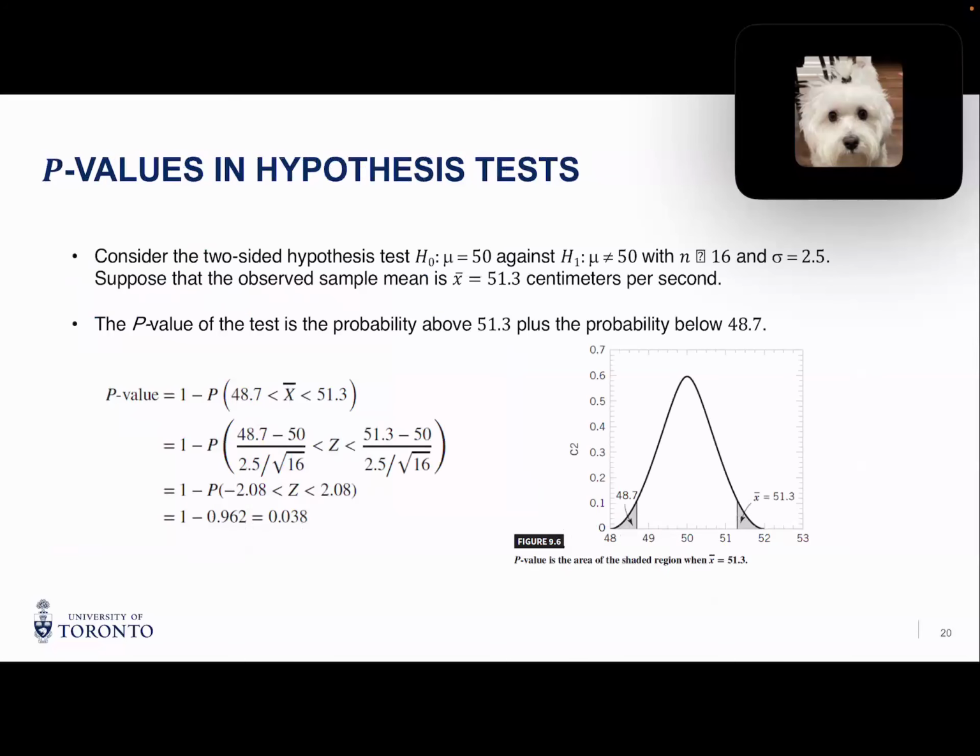Given my observations, so understanding that we're on our standard normal distribution, given my observations, how unlikely would it be for me to have falsely rejected the null hypothesis?